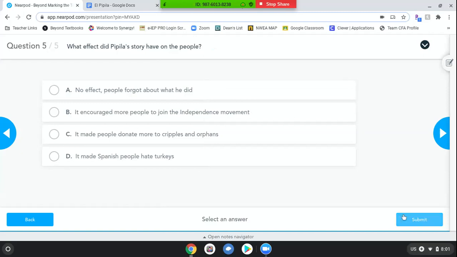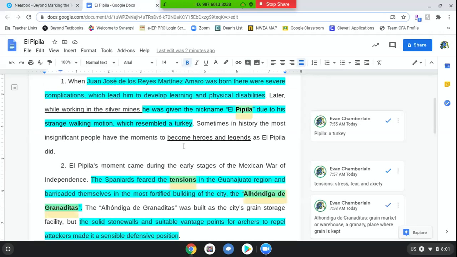Once you're finished with that, make sure you submit it, as well as submitting your annotations. Both will be put into the gradebook. And after that, make sure you have a great weekend.